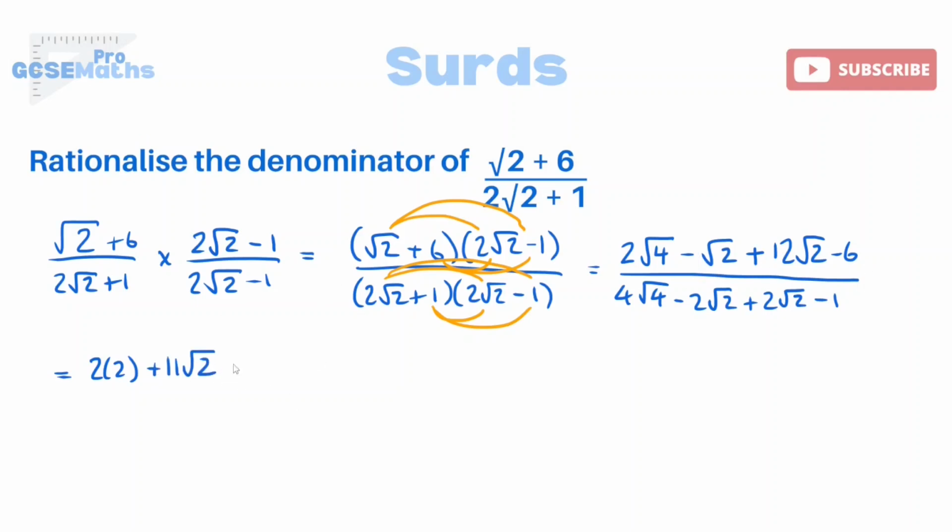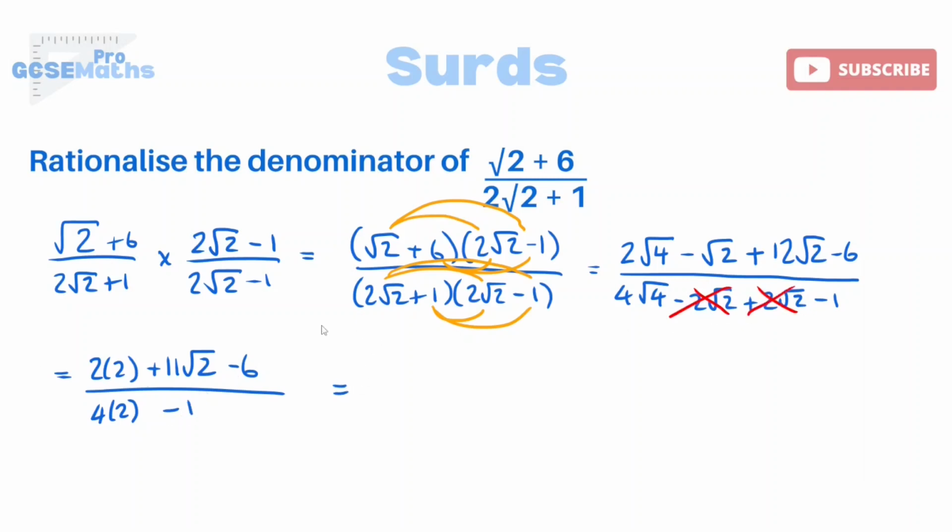And then we have minus 6 on the end still. The denominator, 4 times root 4. So the square root of 4 is 2, so we've got 4 times 2 there. These two in the middle, the 2 root 2's cancel out because we've got minus 2 root 2 plus 2 root 2. That's just 0. So cancel those out, and then you're left with minus 1.